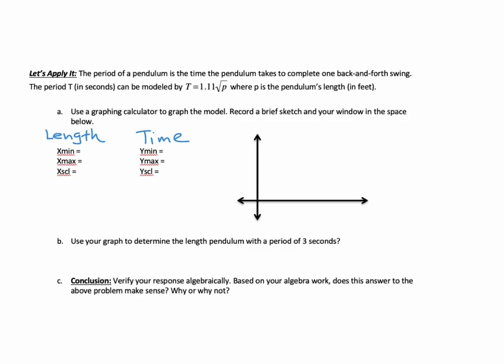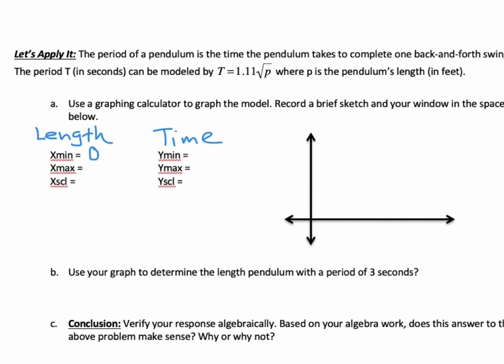So when I think about time in seconds and length of a pendulum, I'm just trying to restrict my x values in my head to make sense. I'm only really going to need positive values for length and for time. So my x min, I'd probably just start at 0. And then, I don't know, what's the biggest a pendulum can be? Maybe 10 feet. And then I'd just scale that by 1s.